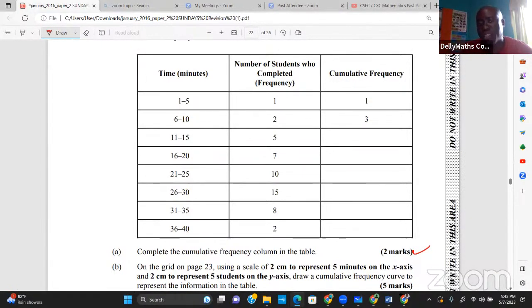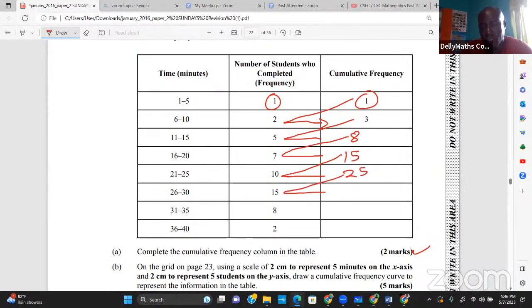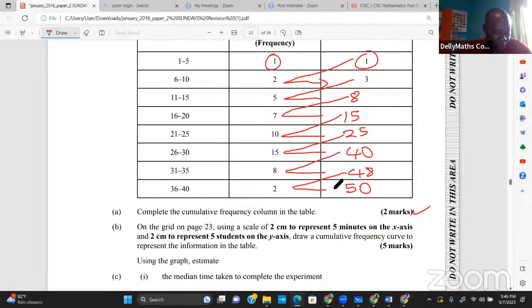Ordinarily speaking, your first frequency starts the cumulative frequency. Then you could do an adding thing going on to that. So 1 plus 2 give you 3. 3 plus 5 give you 8. 8 plus 7 give you 15. 15 plus 10 give you 25. 25 plus 15 give you 40. 40 plus 8 give you 48. 48 plus 2 give you 50. And it means that we're dealing with 50 people, right? So we're handling 50 people in a table right now.